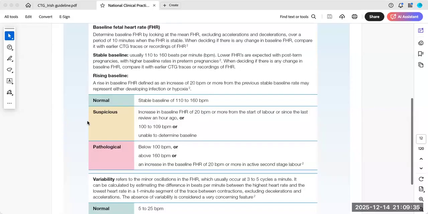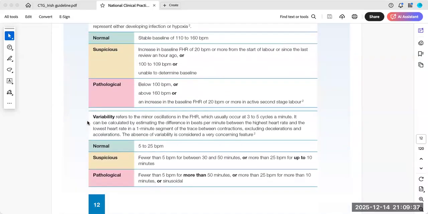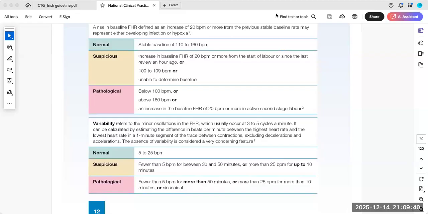What is a pathological CTG? Now, a pathological CTG is a CTG where the baseline is below 100 or above 160, or there is an increase in the baseline fetal heart rate of 20 or more in the active second stage of labor. So this is a very important feature that you need to take care of. During the second stage of labor, a change of the fetal heart rate of 20 or more is pathological.